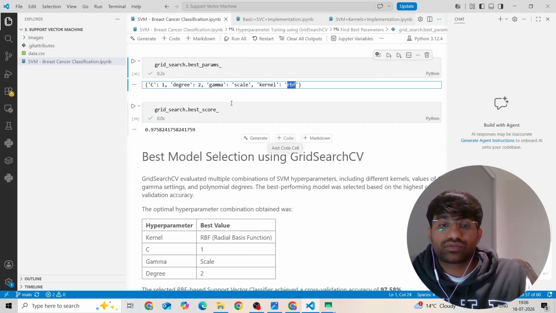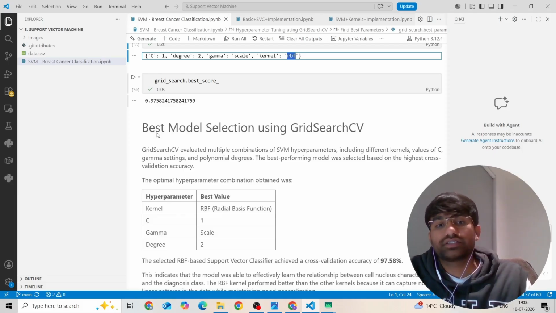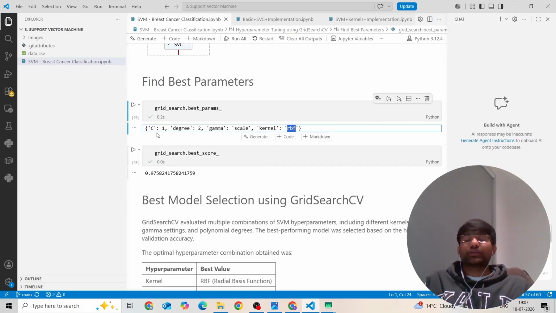And what is the score of the model? Accuracy score, that is 0.97. 97% is the accuracy of your model. Did you get this? So this is the hyperparameter tuning.